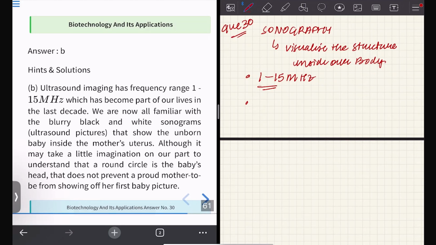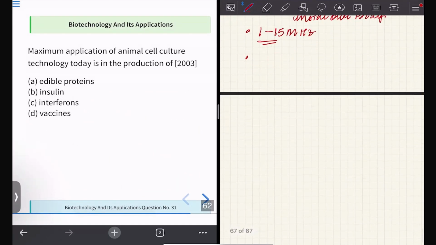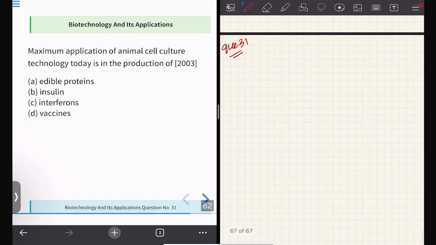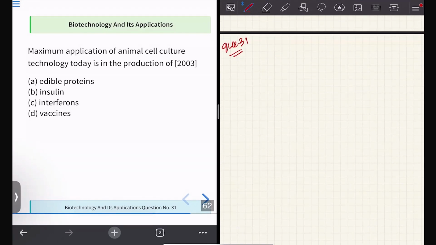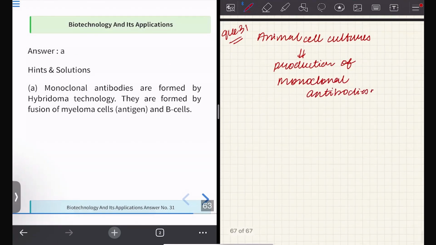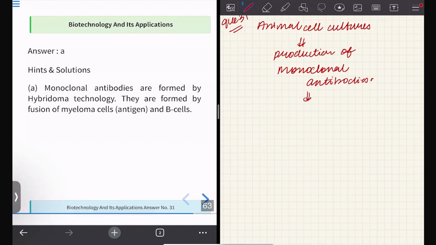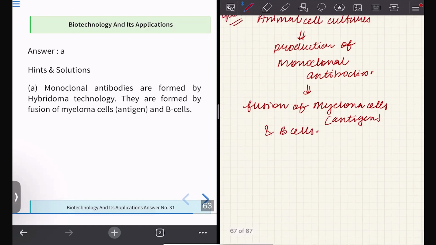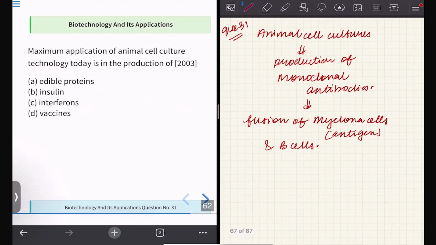Okay, so we have next question, which is question number 31. Maximization of animal cell culture technology today is in the production of. So animal cell cultures, they are done for production of monoclonal antibodies. Okay, so monoclonal antibodies are formed, and how are they produced? They are produced by the fusion of myeloma cells, which produce as antigen, and B cells. Okay, so this was the answer for question number 31.